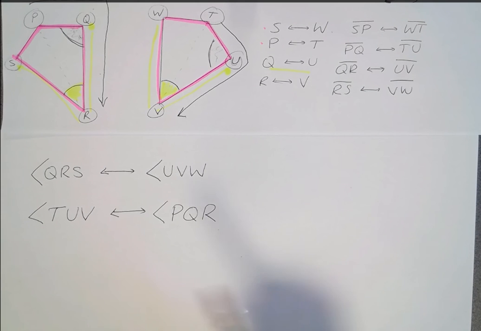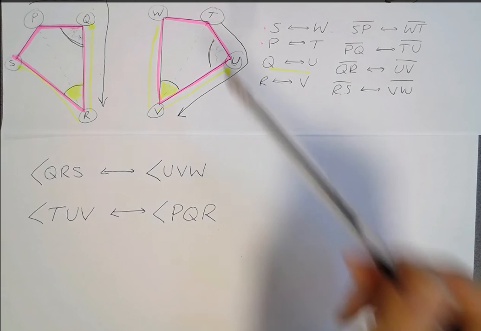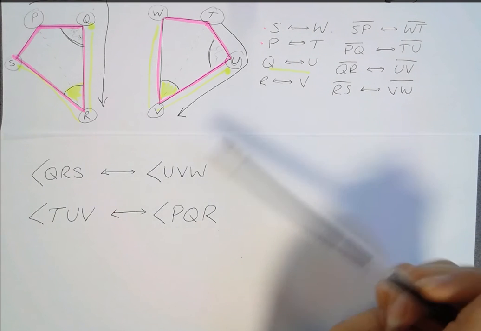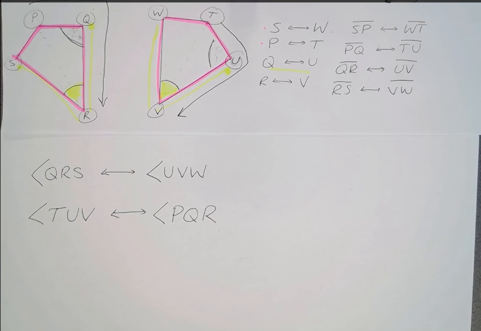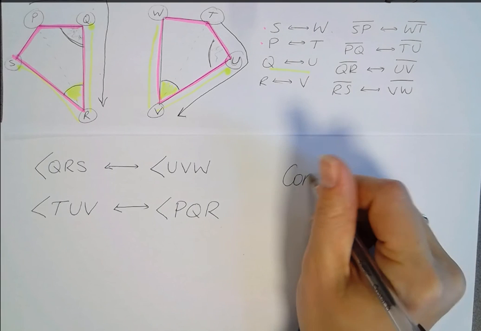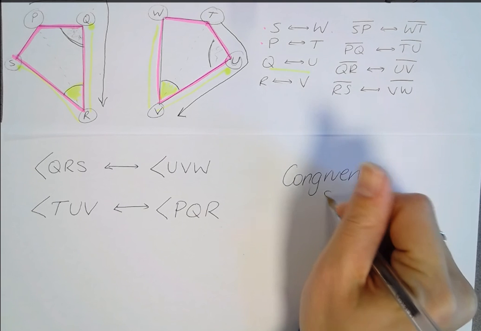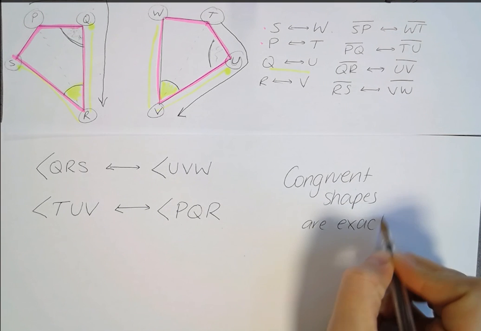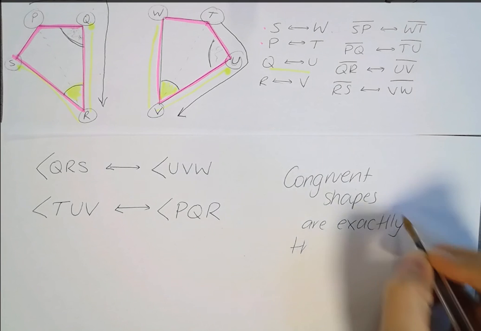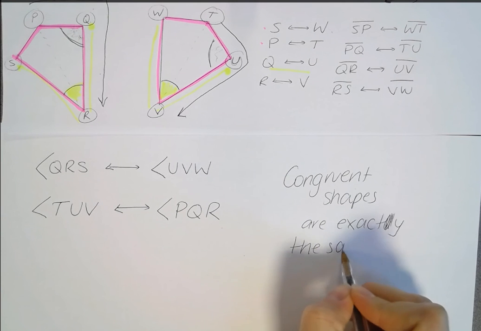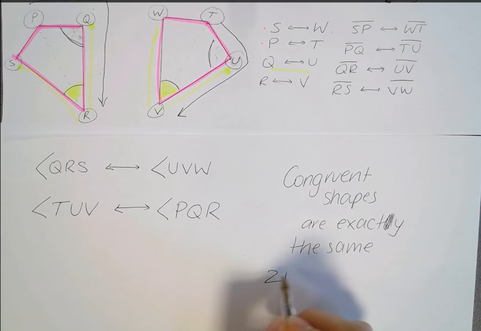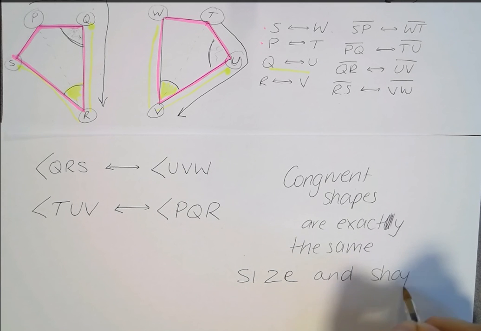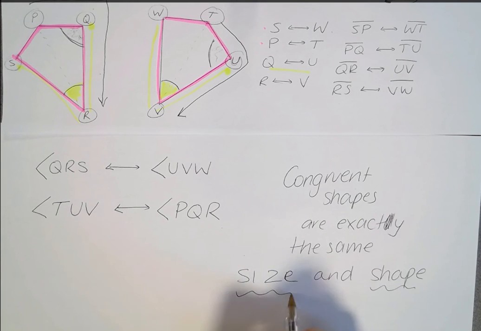So we could do that for all 4 angles, all 4 sides, and all of our vertices as well. And that's what we can do with all congruent shapes. Remembering that congruent shapes are exactly the same size and shape. I spelled that wrong. Oh my gosh, not having enough morning today. Okay, they are the same size and shape.